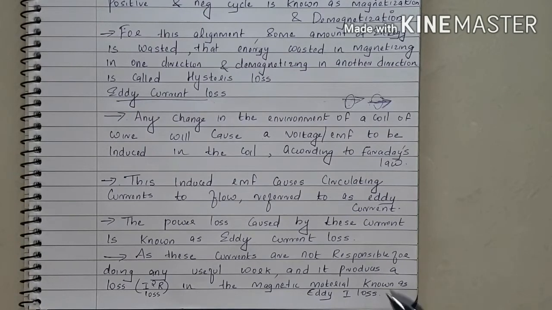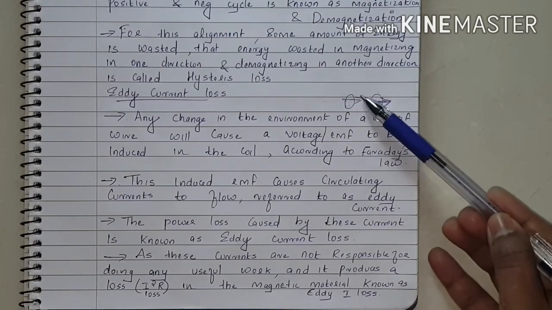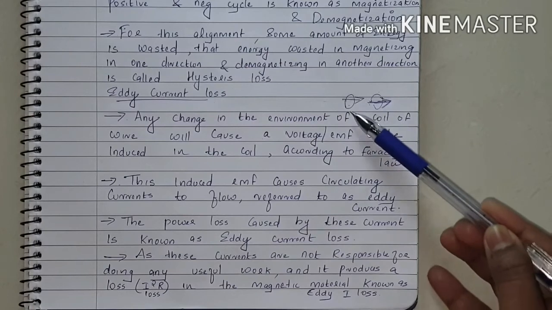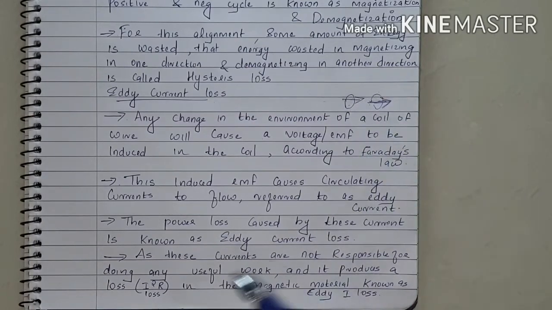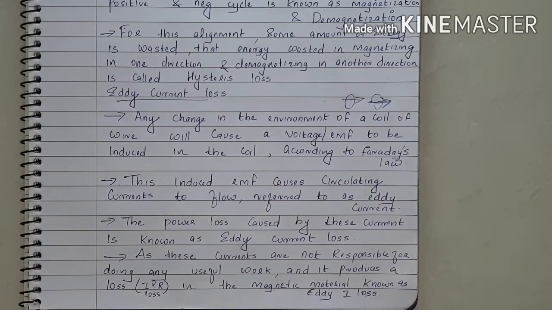in the magnetic material. That is, each flux line will produce a circulating current that, multiplied with the resistance, gives the eddy current loss. That is why it is also known as I square R. Circulating current multiplied by the resistance gives eddy current loss.